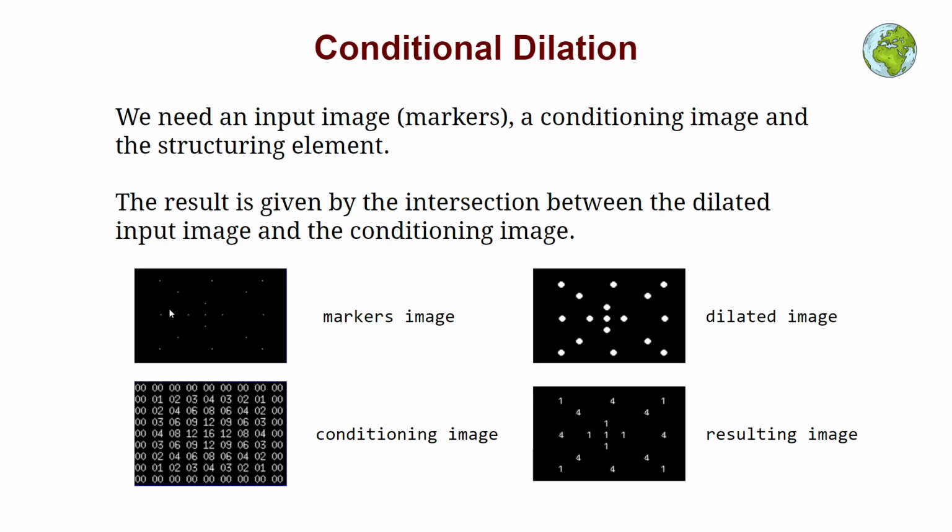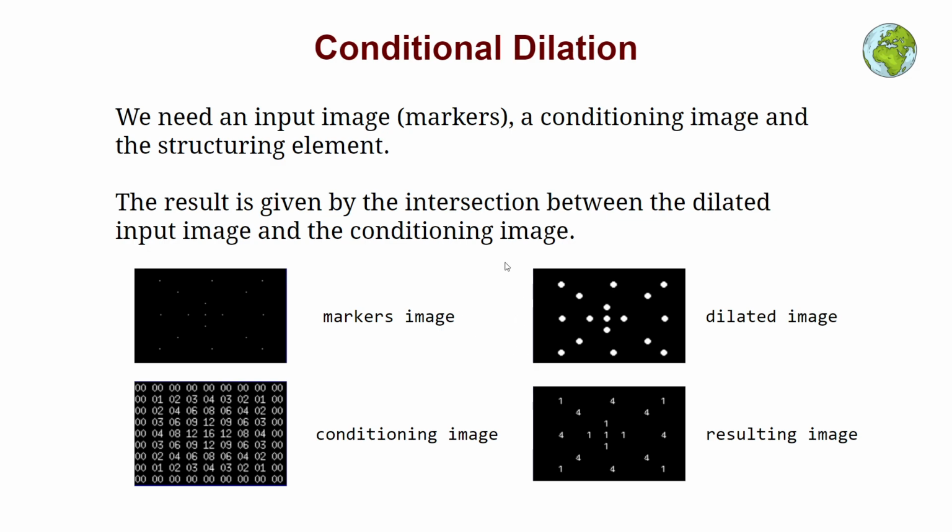As we can see here, we have this markers image. So we are basically specifying where, of the conditioning image, we are going to pick. And then we can apply the dilation operation, so we get this dilated image. As we see, if we dilate each pixel of each white point that we see on this image, we get bigger and more expanded pixels. This is the concept of dilation, and we get this image.